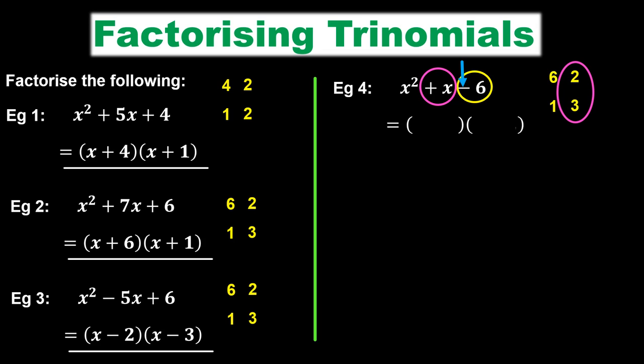Now, because of that negative at the end, my signs will be different, and I need to decide which is positive and which is negative. Well, the sign in the middle goes to the bigger number. So it says positive x in the middle, so the bigger number is 3. So it will be positive 3 and negative 2.